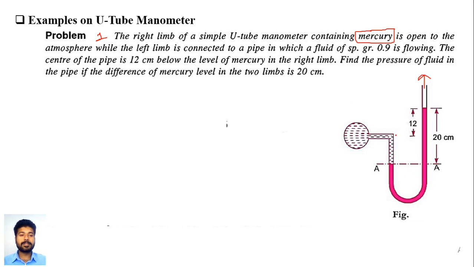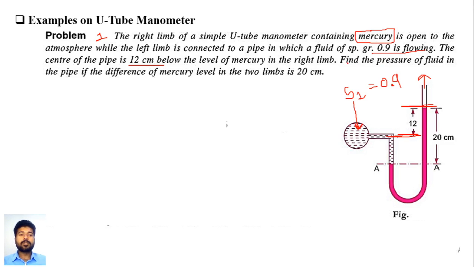This one is your left limb, which is connected to the pipe in which fluid of specific gravity 0.9 is flowing. So in this pipe, the fluid is flowing with a specific gravity of 0.9. The center of the pipe is 12 centimeter below the level of mercury in the right limb. The level of mercury in the right limb is this, and the center of the pipe is 12 centimeter below it.